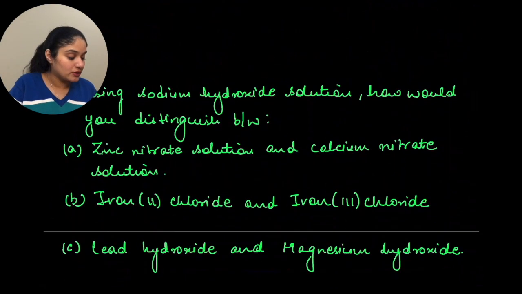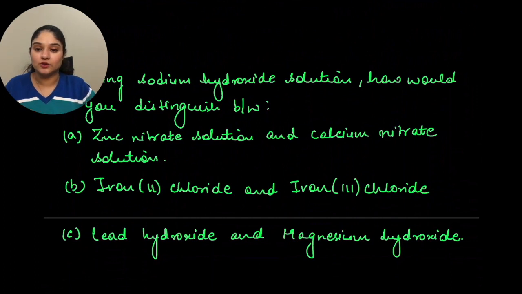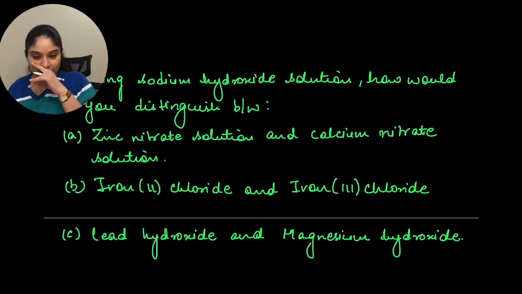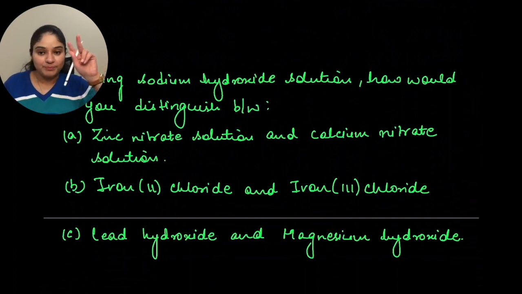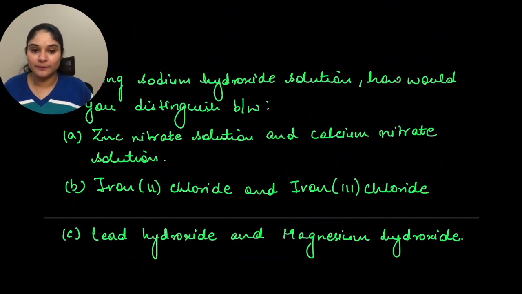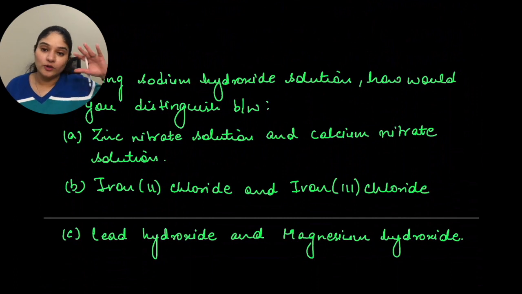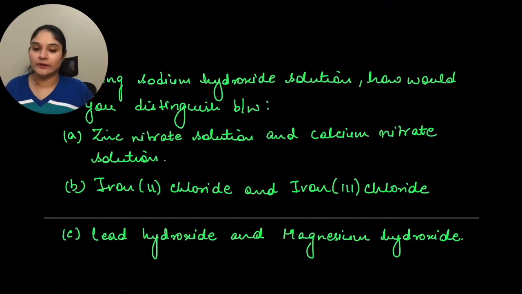The next question is, using sodium hydroxide solution, how would you distinguish between zinc nitrate solution and calcium nitrate solution? So it is simple. Both of them give us a white PPT. Calcium nitrate's PPT will not dissolve in excess. Zinc will dissolve in excess.